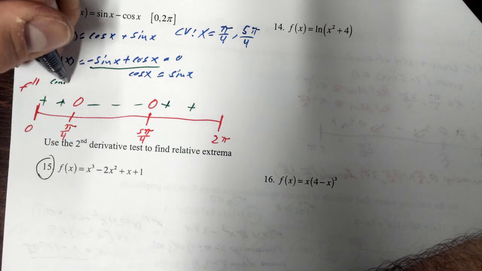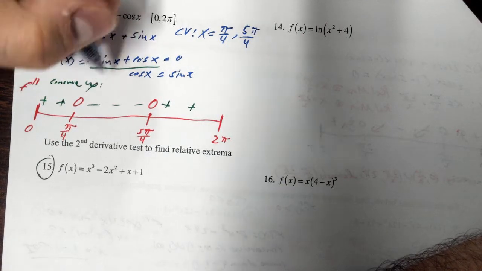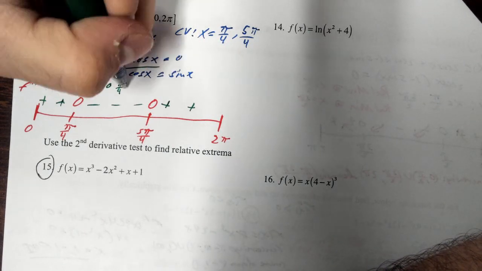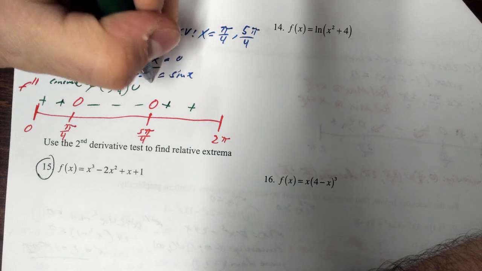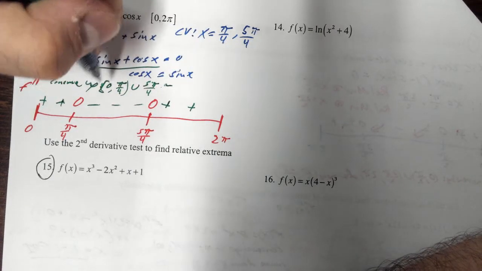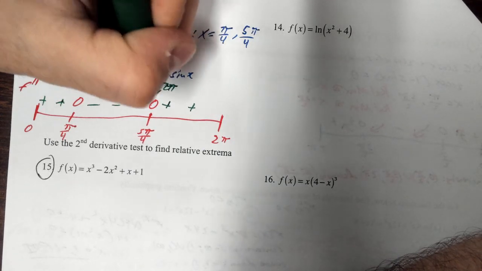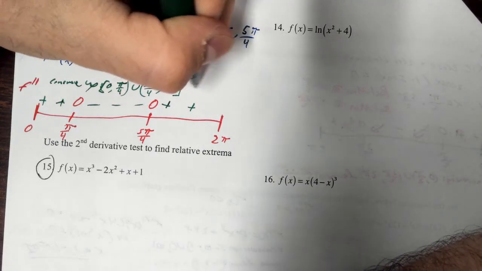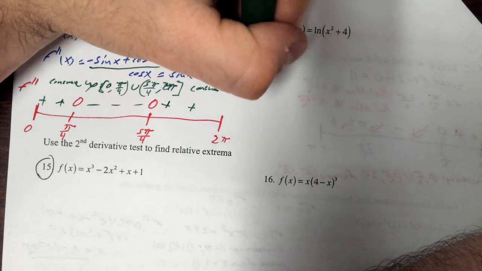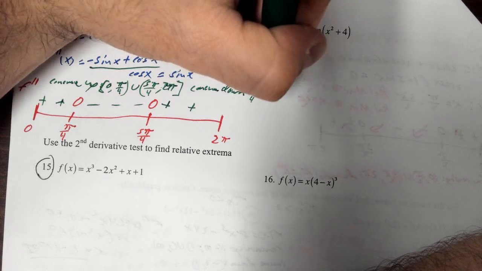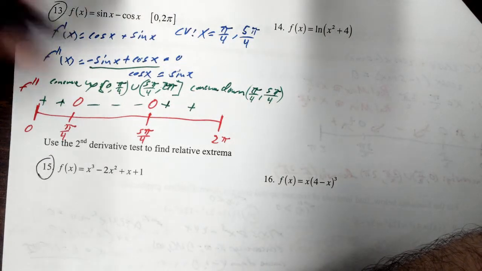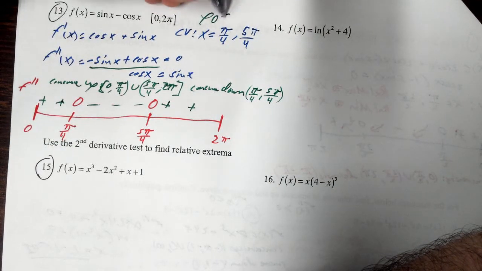Okay, so we're concave up from 0 to pi over 4, and from 5 pi over 4 to 2 pi, and we're concave down for pi over 4 to 5 pi over 4, which means that both of these are also points of inflection.